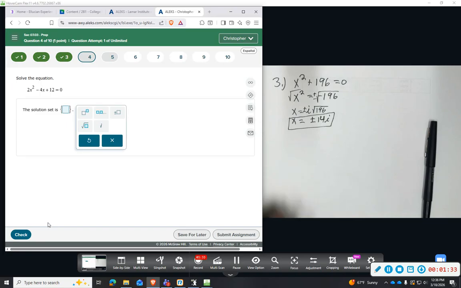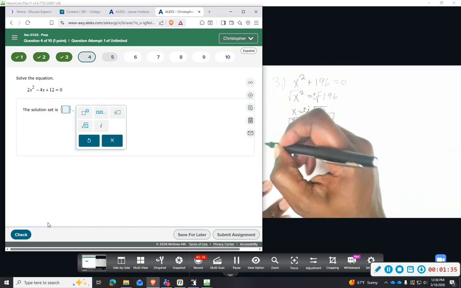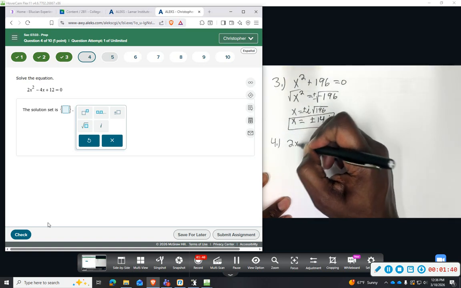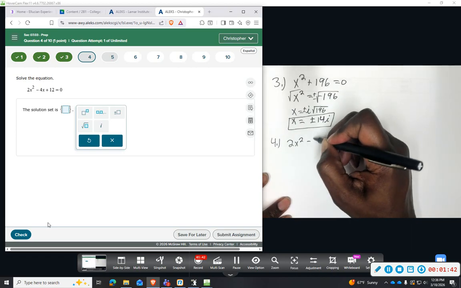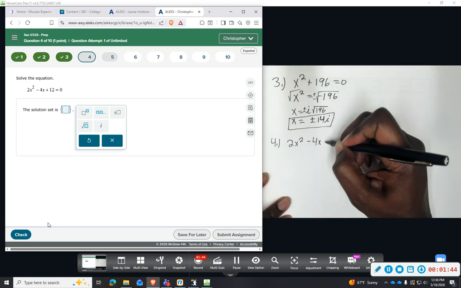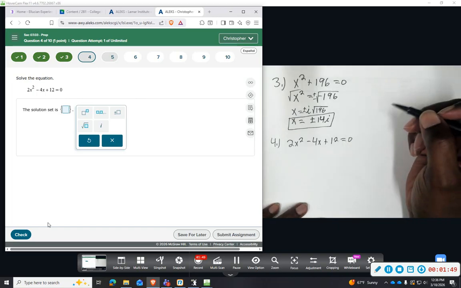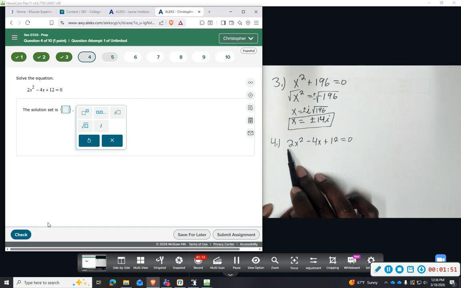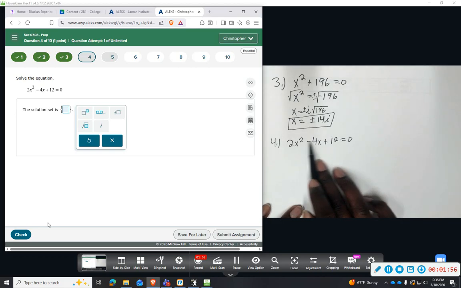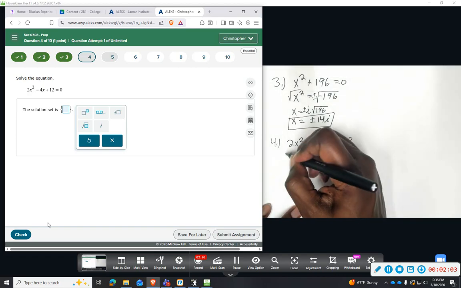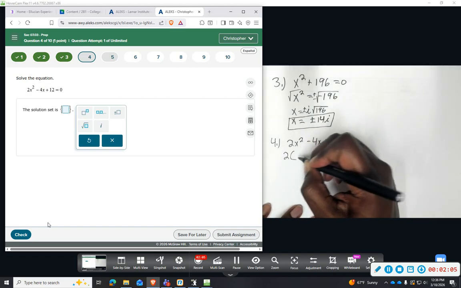All right, 4, similar problem. We're going to solve the quadratic. My first thing I want to do is see if it factors. That's the most simple way to solve it. Now, to make it easier, all of these terms are divisible by 2. So I can factor out a 2 in the beginning and make my number smaller. So let's factor out a 2.